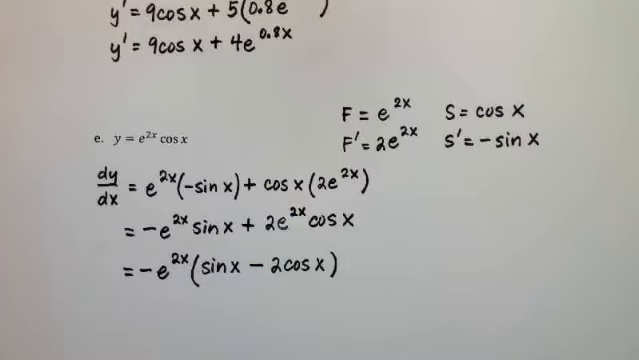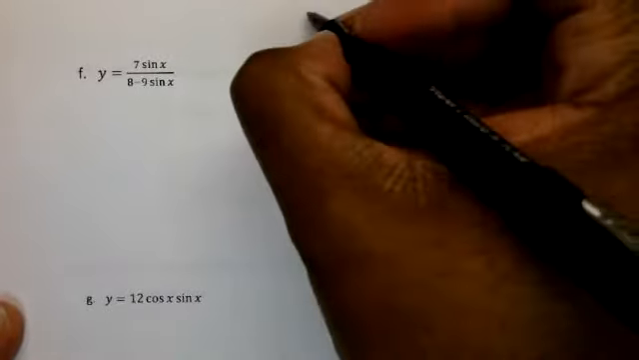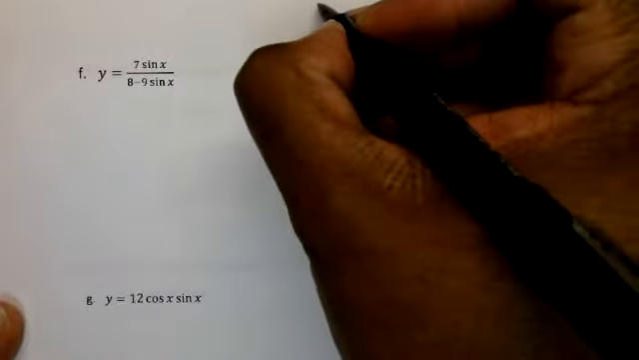A couple more examples here. Now here we're going to have to use the quotient rule in part F. In this case, y equals 7 sine of x divided by 8 minus 9 times the sine of x. So we have to use the quotient rule. We need to identify the high, which is the numerator of 7 sine of x, and the low, that's the denominator, 8 minus 9 sine of x.